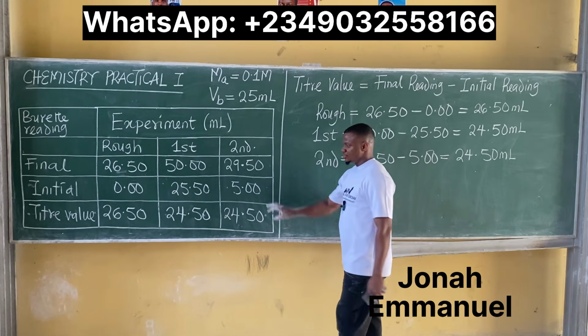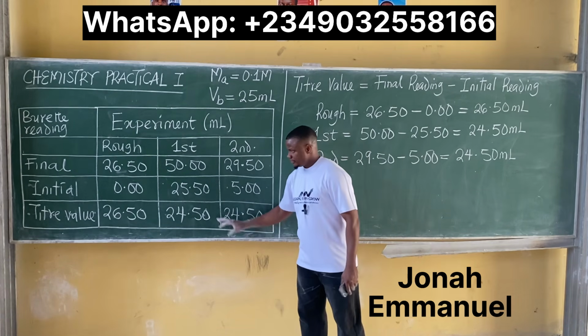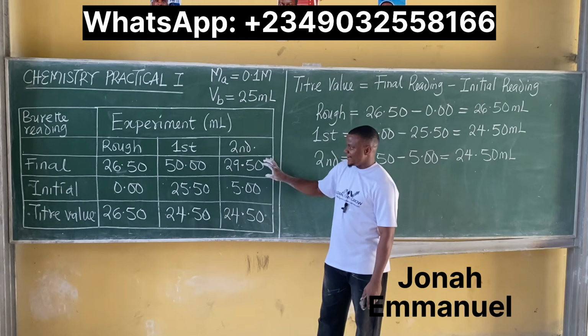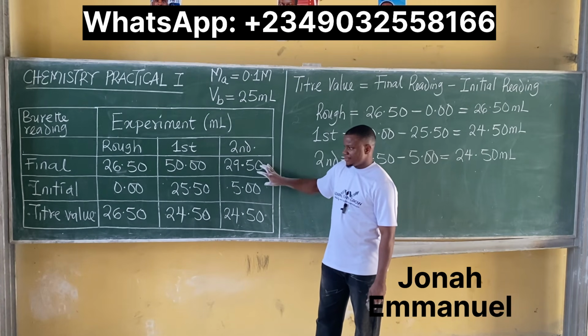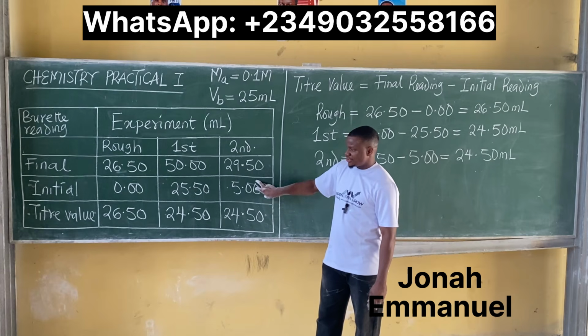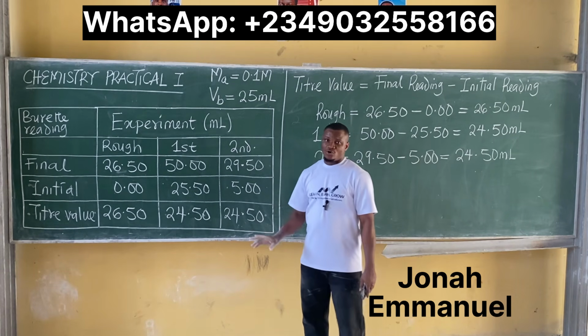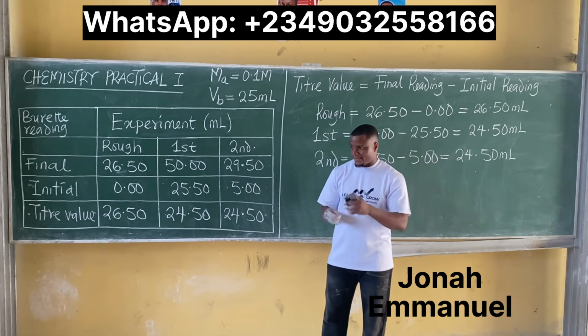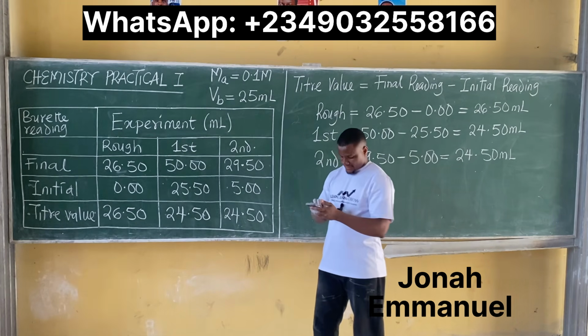So they could give you any of the columns to look for. Meanwhile, if you want to get the final, simply do titer plus initial. So titer value plus initial gives you the final. Whichever one you're asked to find, know what to do. That's the idea here. So first things first, is complete the table.